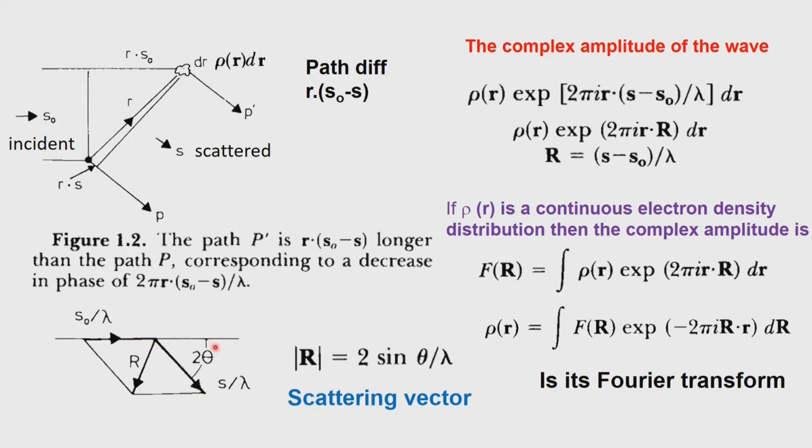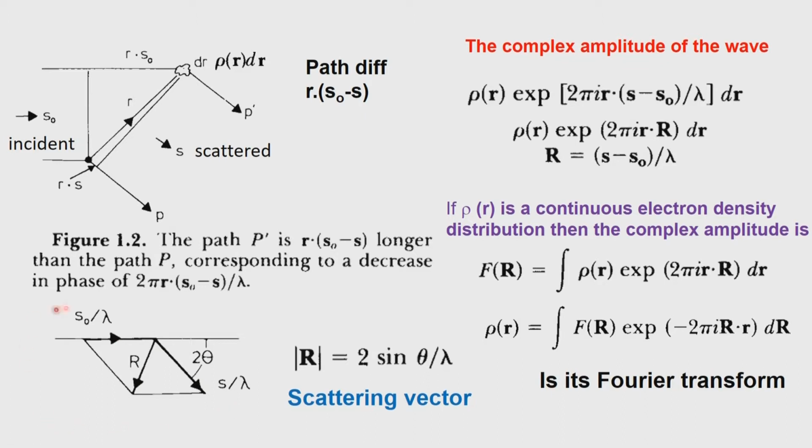Now, you see that if you call this angle 2 theta, the vector r, which is S minus S naught by lambda, is the bisector of these two. So, there is S naught by lambda, S by lambda, and this is the bisector. The vector r therefore is the bisector of S naught by lambda and S by lambda. You can calculate what the value of r should be. A little bit of trigonometry you have to do yourself.